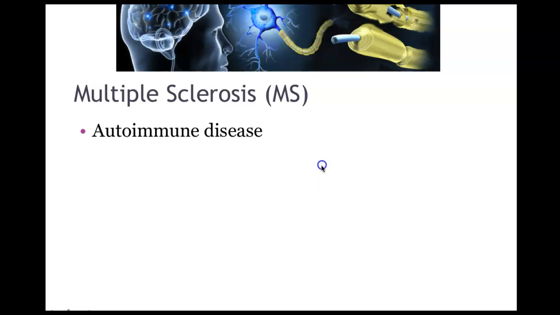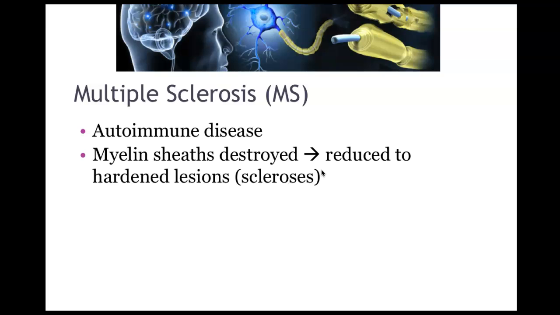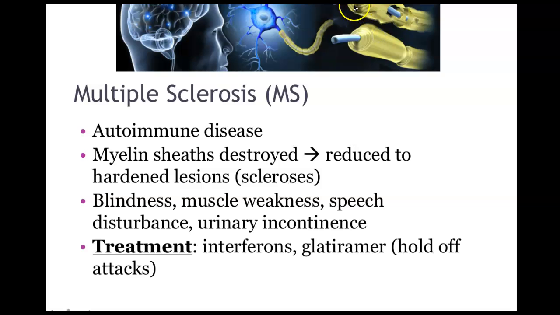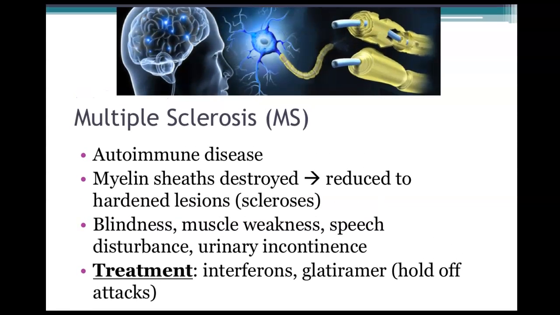Okay, our disorder today is multiple sclerosis. Multiple sclerosis is an autoimmune disease, which means the person's own immune system is going to attack something. And let me move this up. Okay, there you go, so you can see the beautiful picture. It's an autoimmune disease, which means the immune system is going to attack something.